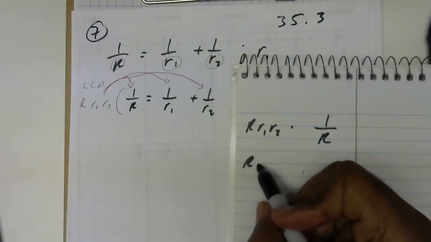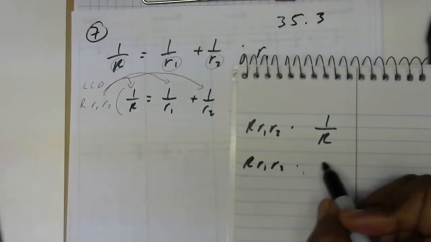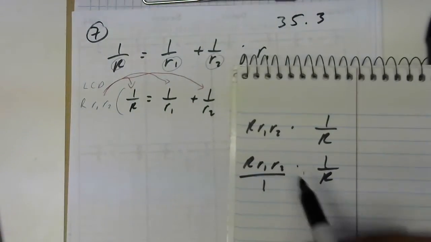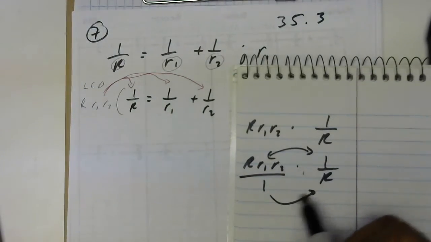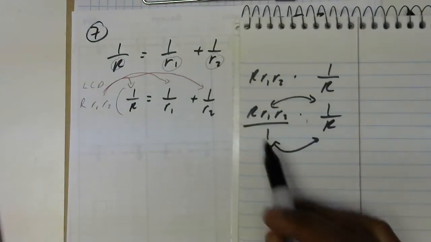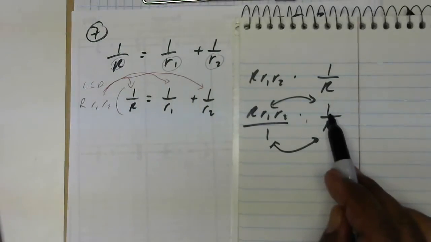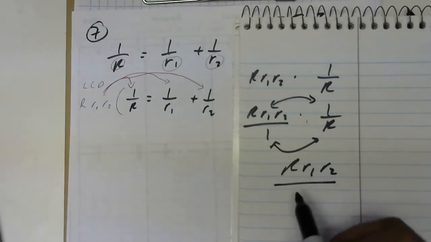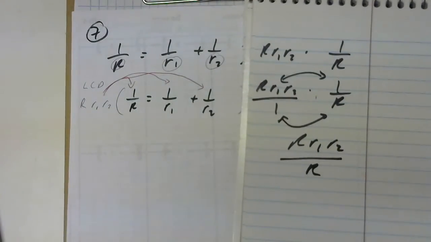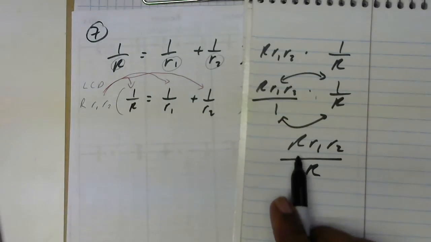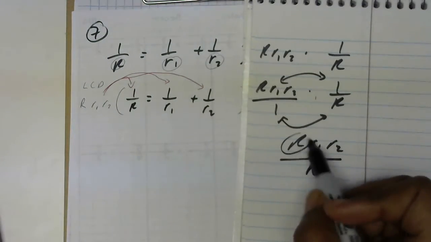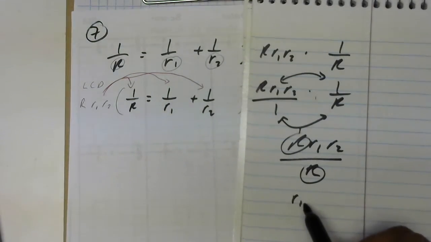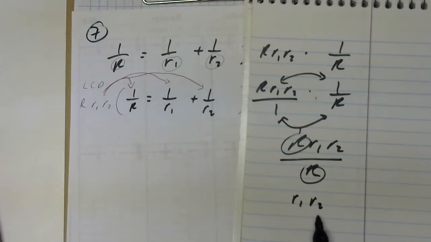Well, you can always add a denominator to a fraction, so you can put this over 1. Now that you have fractions and fractions, these two can be multiplied, and these two can be multiplied. So R, R1, R2 times 1 ends up being R, R1, R2. And 1 times R ends up being R. Now we have common factors in the denominator and numerator, so these two can cancel each other out and become 1, leaving behind 1 times R1, R2, or just R1, R2.